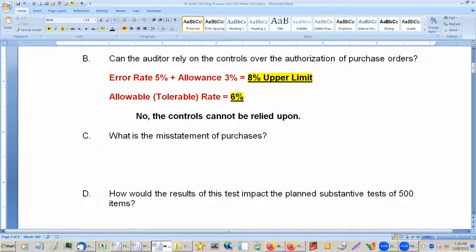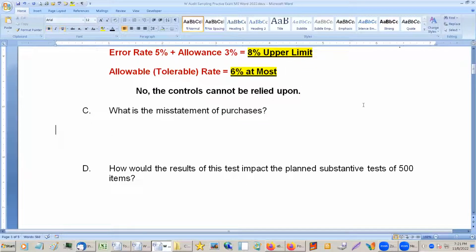So this is the absolute most that you could allow for. This is the most. I should say at most, maybe a better way to put it. So when this upper limit is 8%, it's too high.